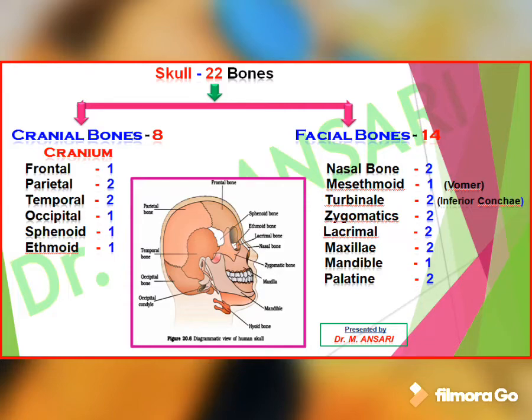The 14 facial bones and 8 cranial bones together make 22 bones in skull. If we include 6 ear ossicles in this, the number goes to 28. If we include hyoid bone also, the number goes to 29. So accordingly, the total number of skull bones is given as 22, maybe 28, maybe 29.